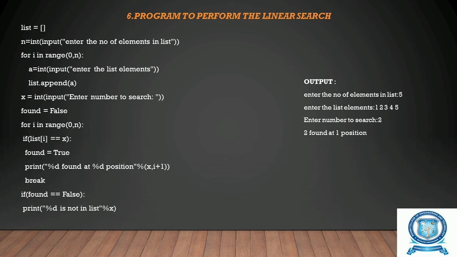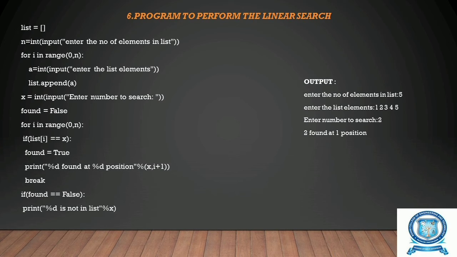If it is found, we say true; if it is not found, we say false. So, for i in the range of 0 comma n, we are checking whether list of i is equal to x. If it is found, we say it is true. Then we print in which position it is found, and then break. If found is equal to false, then it is not in the list, and we print that it is not found in the list.